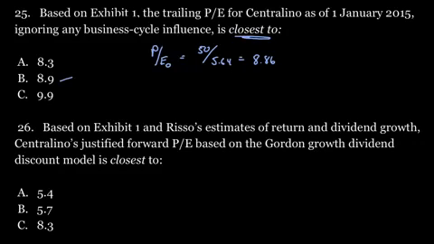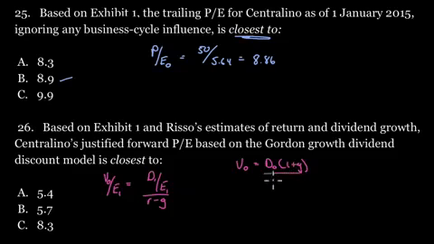Based on Exhibit 1 and Rizzo's estimates of returns and dividend growth, Centralino's justified forward PE based on the Gordon Growth Dividend Discount Model is closest to. So let's figure out what we need first. We can do this two ways, by the way. You can do a justified PE based on E1, which is D1 over E1 times R minus G. Or if you don't want to deal with any of this justification, you can come up with an intrinsic value and just use that in the numerator, which is V naught is D naught times 1 plus G over R minus G.